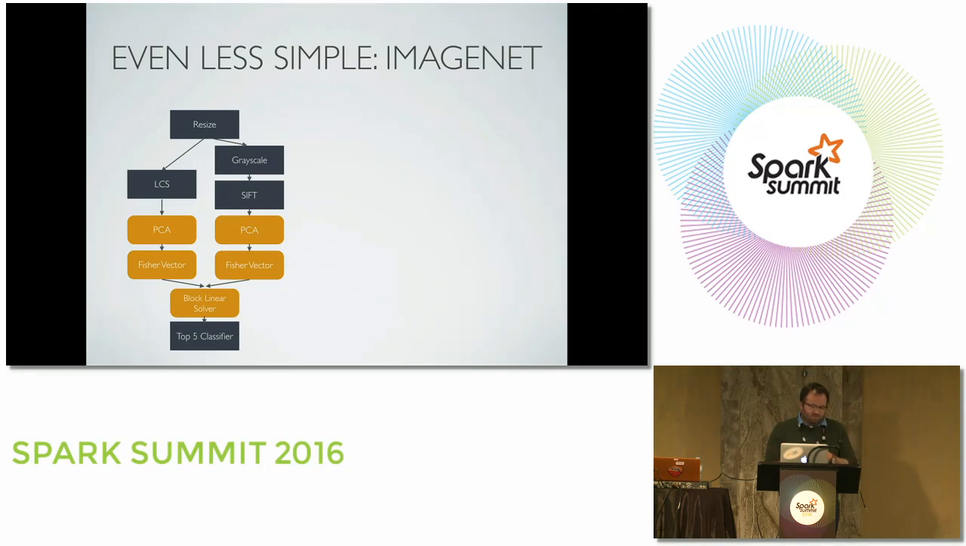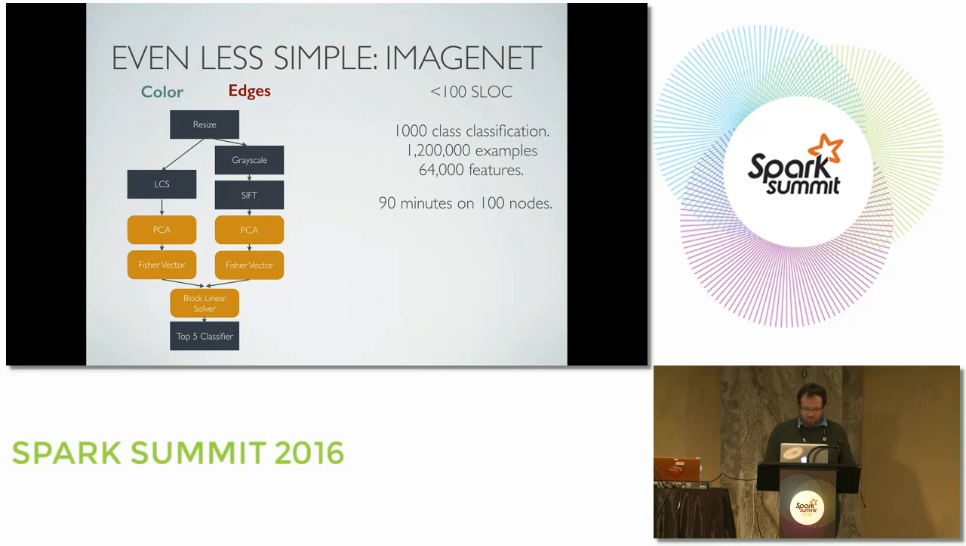So an even less simple example is this ImageNet pipeline. This is a pipeline that uses both color information and edge information to generate its features. We can write down this whole ImageNet pipeline in just a handful of lines of code. And now we scale up to really the scale that we're used to working with when we're dealing with Spark. So, 1,000-class classification problem, millions of examples, tens of thousands or even hundreds of thousands of features. We're able to train this pipeline end-to-end in 90 minutes on a 100-node cluster.